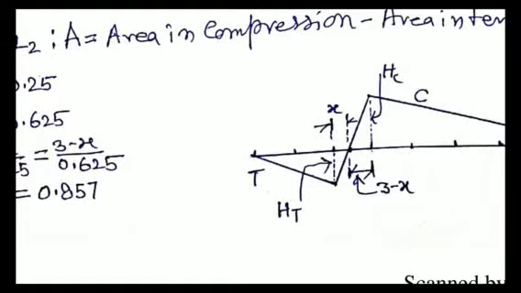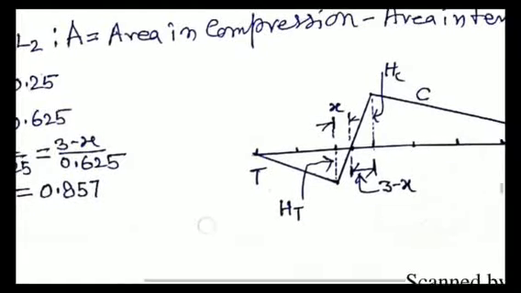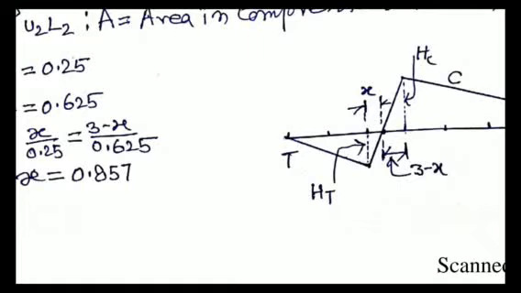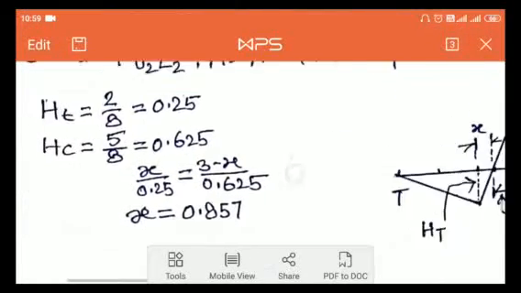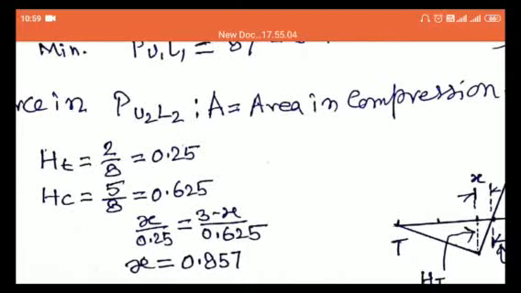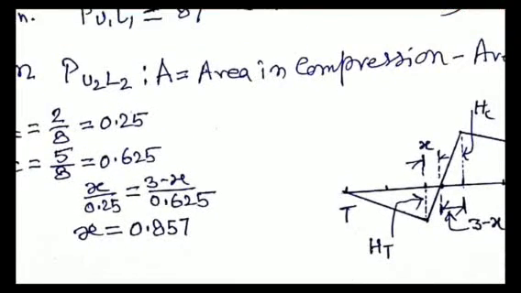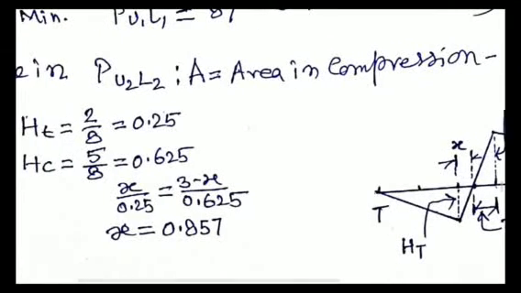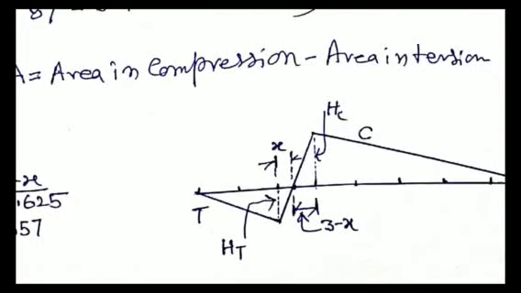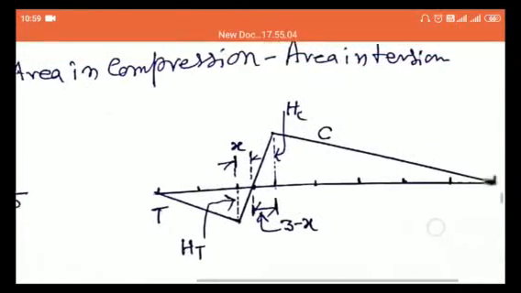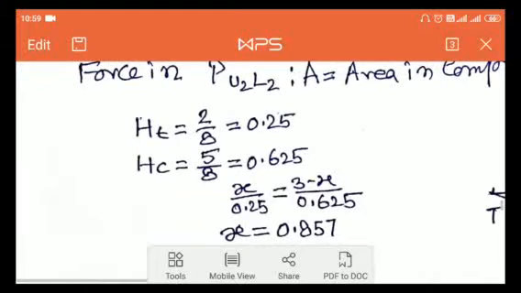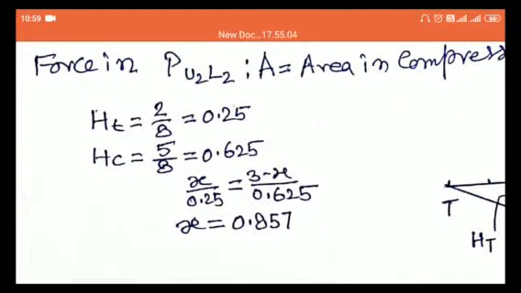So the third span will be the interchanging span, where the compression and tension zones will change their sign. So we have to find out the values of, first of all, HC and HT. The value of HT is 2 by 8, as you are seeing, 2 spans prior to this span, 2 by 8 is 0.25, and HC will be 5 by 8. You are seeing the 5 span: 1, 2, 3, 4, and this is 5. So HC will be 5 by 8, and this comes out to be 0.625.